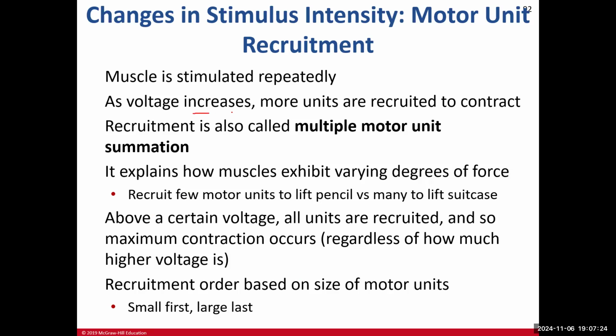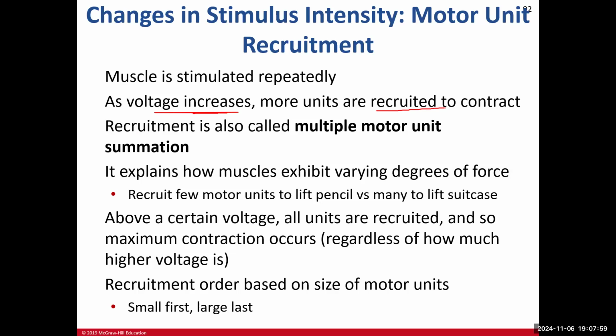Okay, so if we increase our voltage, we're going to recruit more motor units. And if we recruit more motor units, what does that mean? That means we're recruiting more muscle fibers. And if we increase more muscle fibers, we can increase our muscle tension. All right. So as we recruit more, this process is called multiple motor unit summation. Remember, summation is to add up. We're going to add these motor units up together.